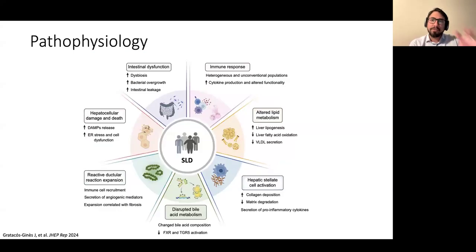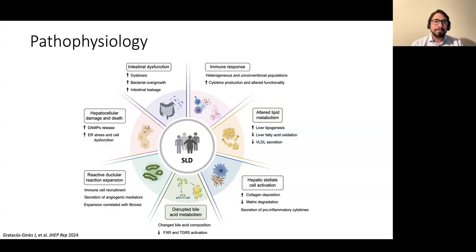If we zoom in on the most relevant pathophysiological mechanisms of steatotic liver disease, we can identify the abnormal lipid metabolism and also a different immune response that modulates the inflammation and fibrosis progression, and that can interact with the intestinal dysfunction.